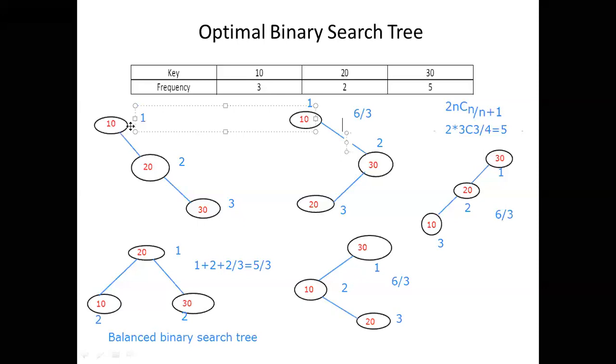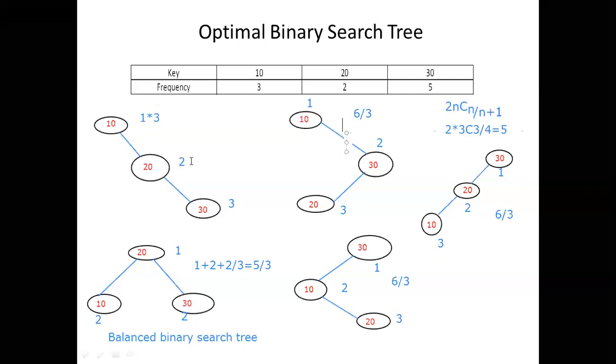Now 10 is searched 3 times. That means what we have to do? 1 into 3, because 1 is searching 1. How many times is comparison going to happen? 3 times, because 10 is compared 3 times. For first time comparison 1, second time 2, third time 3. That is why 1 into 3 I can write, right?